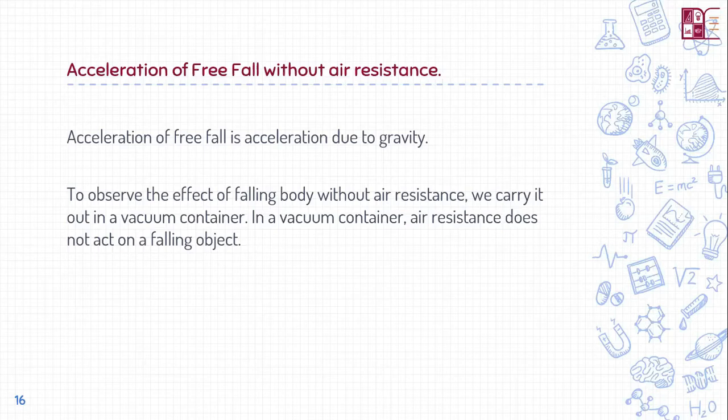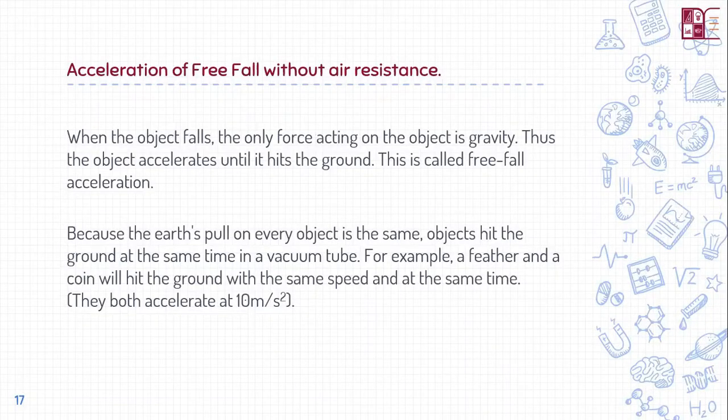So, looking at the acceleration of free fall without air resistance, to observe the effect of a falling body without air resistance, we carry out an experiment in a vacuum container. So, there is a uniform gravitational field without air resistance. There is no air resistance acting upon any body. So, what happens in this experiment is, when the object falls, the only force acting on the object is gravity. So the object accelerates until it hits the ground, and this is called free fall acceleration.